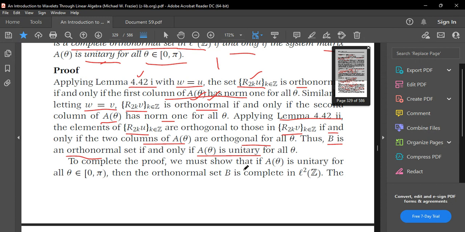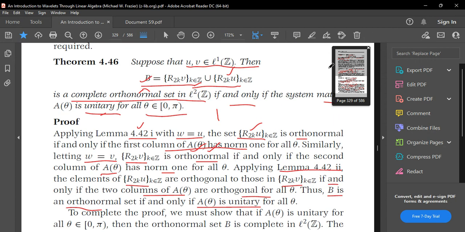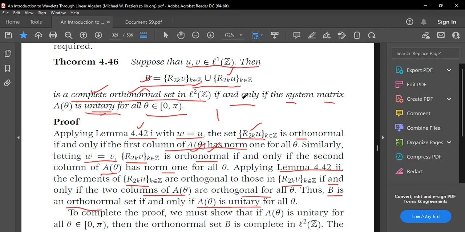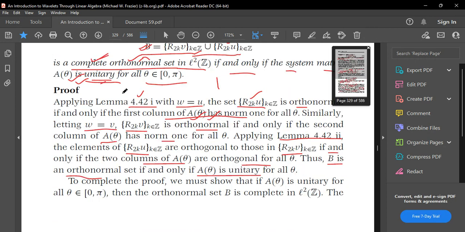So what else do we have to prove in this theorem? We have to prove this is a complete orthonormal set if and only if the system matrix is unitary. What we have proved now is that it is orthonormal if and only if A theta is unitary. Until this statement we have proved. One more implication we have to prove is that if A theta is unitary, then this set B is complete. That is what is to be proved.